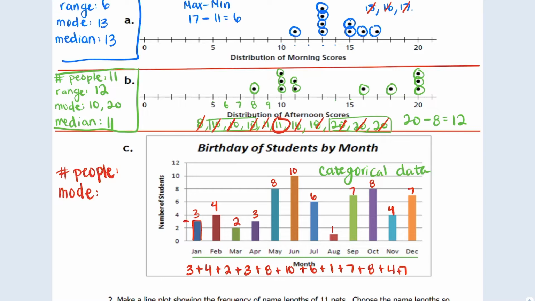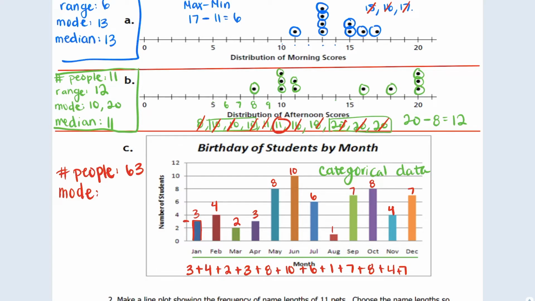I don't have a calculator with me right now, so I'm going to do some mental math really quick. 3 plus 4 is 7. 7 plus 2 is 9. 9 plus 3 is 12. 12 plus 8 is 20. 20 plus 10 is 30. 30 plus 6 is 36. 36 plus 1 is 37. 37 plus 7 is 44. 44 plus 8 is 52. 52 plus 4 is 56. 56 plus 7 is 63. So it looks like the number of people that took this survey is 63.